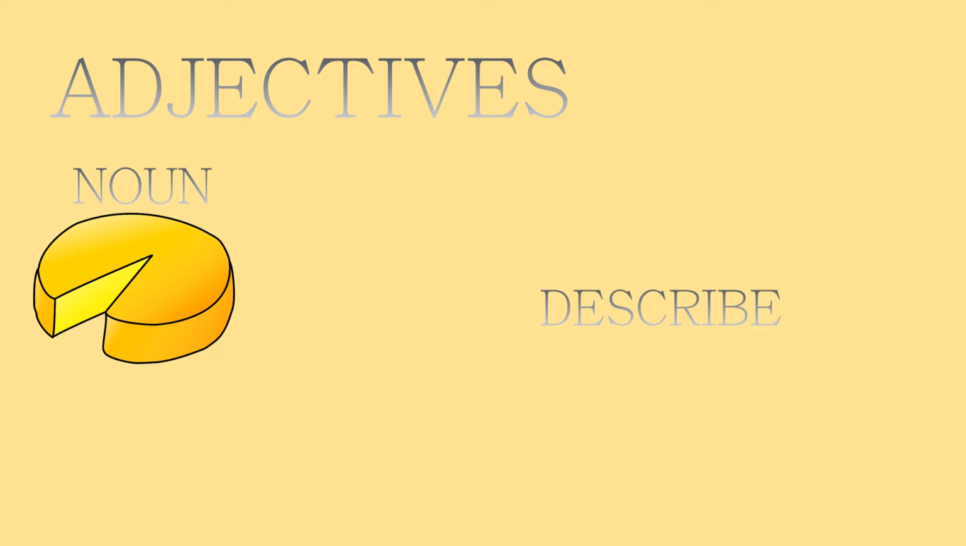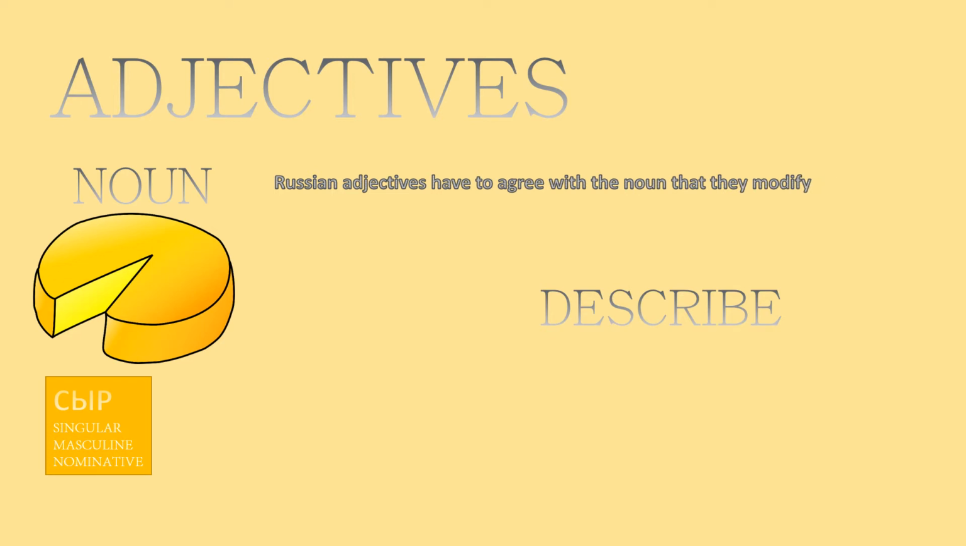We all know that adjectives describe a noun or pronoun. In English, we don't change adjectives according to the noun we are describing. Russian adjectives have to agree with the noun that they modify.